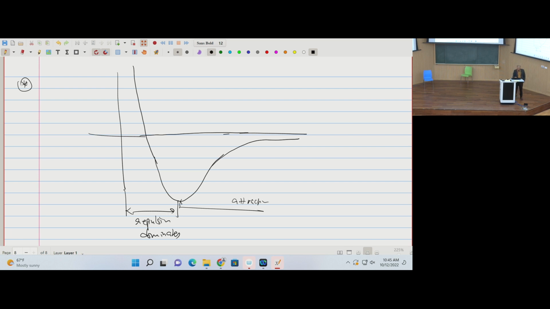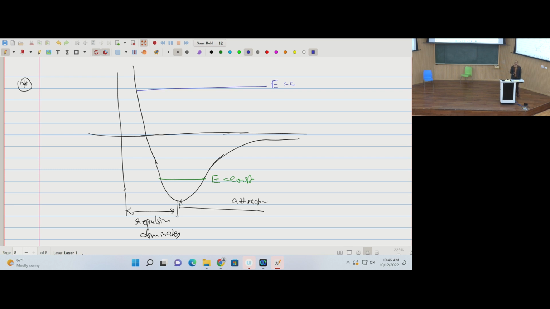At this point, the force is 0 because du by dr is 0. This is an equilibrium point. Stable or unstable, you can figure it out yourself. Now let's see if we give the system some energy, let's say E. It's a bounded system, right? What about if I give it large enough energy, such as this one? This becomes unbounded. The same system.